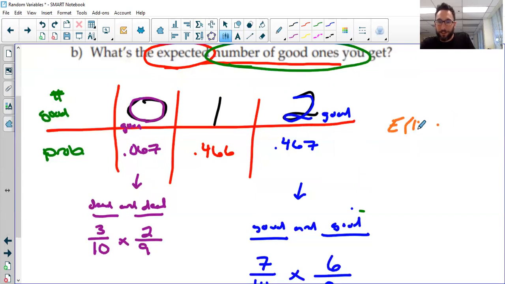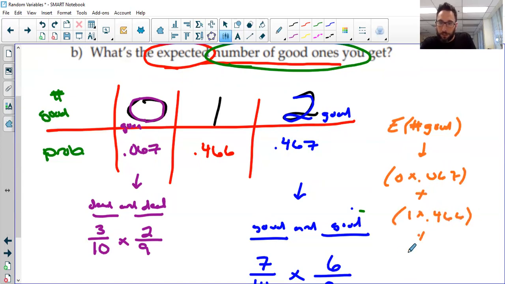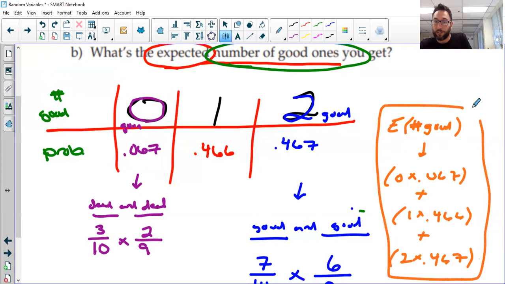So the expected number of good batteries is going to be 0 times 0.067 plus 1 times 0.466 plus 2 times 0.467. It's not going to be 0, 1, or 2, right? Again, this represents the average. If I were to theoretically do this over and over again, sometimes I'd get no good batteries. Sometimes I'd get 1 good battery. Sometimes I'd get 2 good batteries. This represents on average how many good batteries I would expect to get.